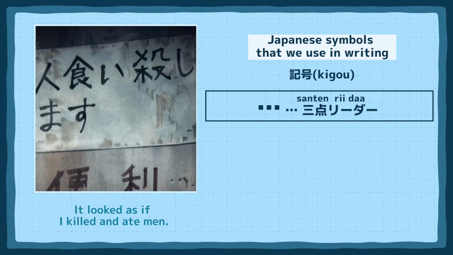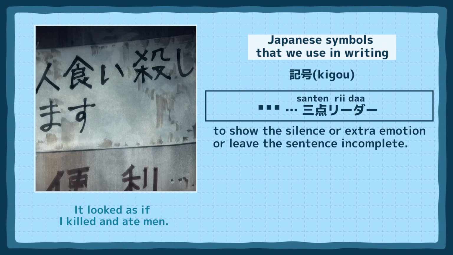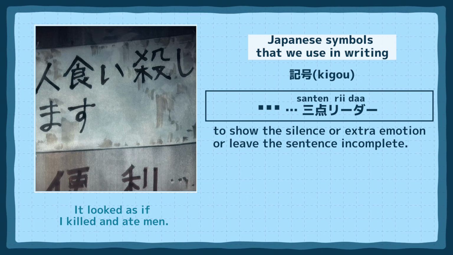Next, 3点リーダー. People use this when they want to show silence or extra emotion like sadness or a melancholic feeling. Or when they expect the readers to imagine what they want to say, they use this instead of completing the sentence. When you use this at the end of the sentence, you don't have to use 句読点 like this.